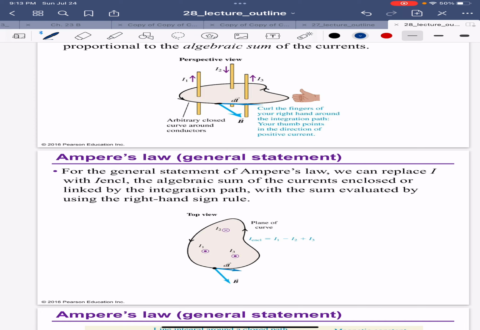Okay, for the general statement, it's very similar, as I said, to Gauss's law. We added the word enclosed, then the algebraic sum of the currents enclosed or linked by the integration path, with the sum evaluated by using the right hand rule, which is pointing for the currents.